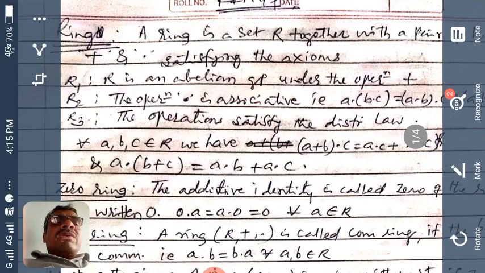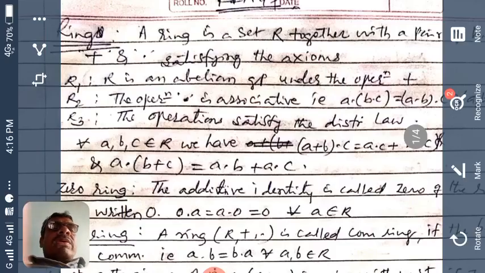That is, for all A, B, C belongs to R, we have (A plus B) dot C is equal to A dot C plus B dot C. That is called right distributive law, in short called RDL. And A dot (B plus C) equals A dot B plus A dot C. That is called left distributive law, in short called LDL.